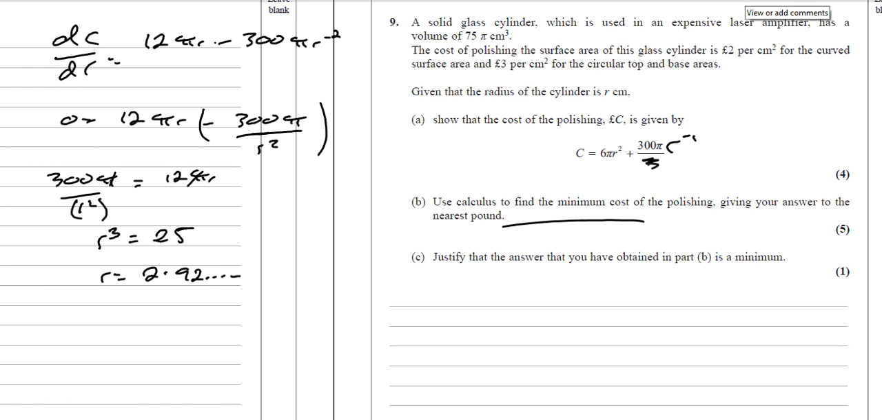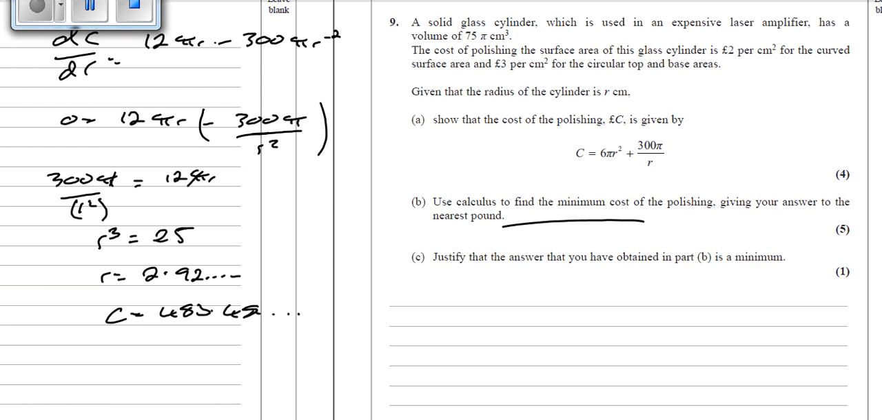What we've then got to do is substitute that back into the thing which tells us the cost, and that's going to be our minimum cost. So if we substitute 2.92, or the whole answer in your calculator, back into this, then if I just pause the video, I'll tell you what the answer will be. And it gives us our cost, which is 483.48. But we've got to do that to the nearest pound, so that gives us an answer of 483 pounds.